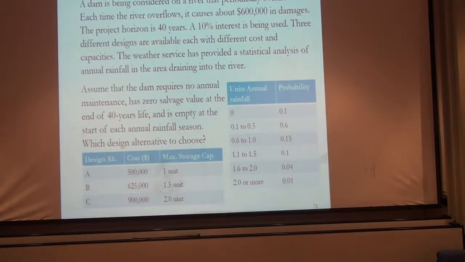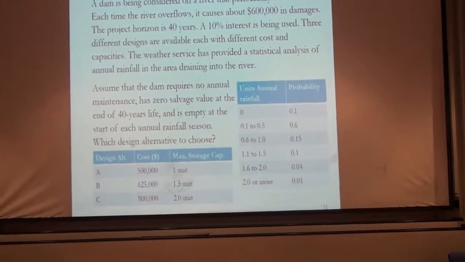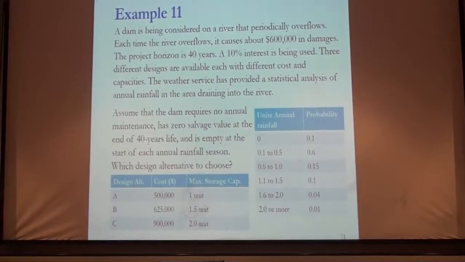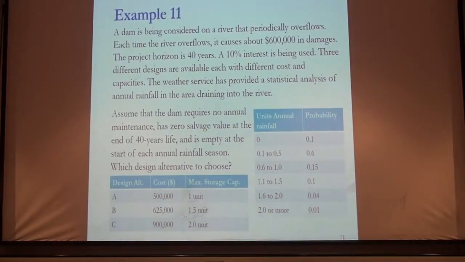Okay, let's see another example. I will read it for you. Please try to understand this. A dam is being considered on a river that periodically overflows.